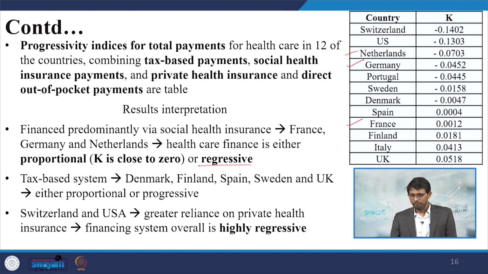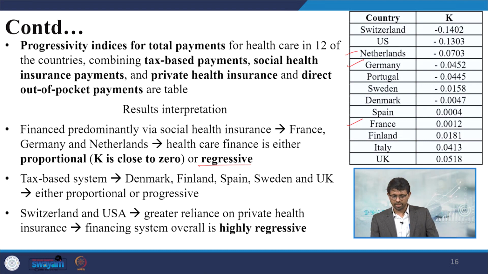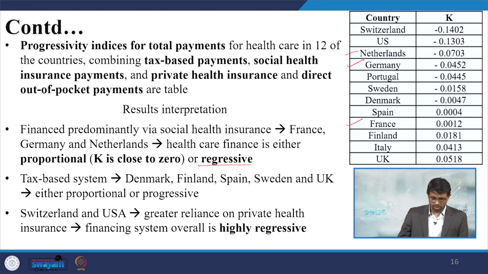So, in those countries you can see their values. Denmark, you just see Denmark, its value is minus 0.0047, and Spain it is 0.0004, and so on.